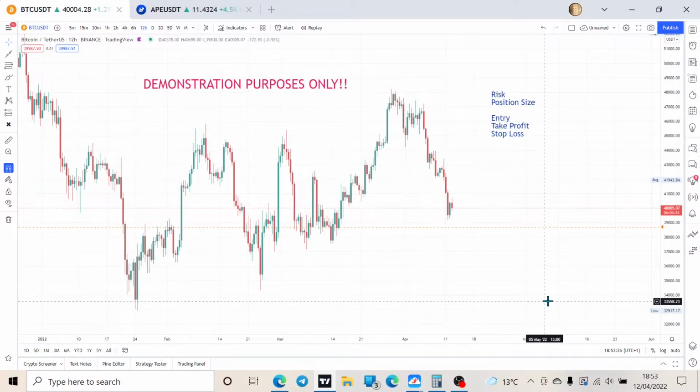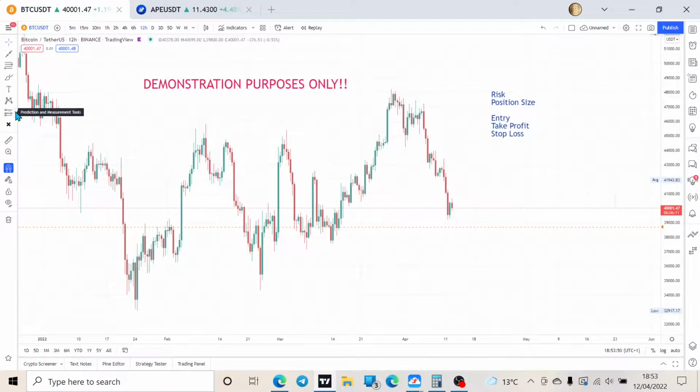So anyway, I'm going to jump straight into this, and these are the things which we need to be thinking about. The first one is risk, and the second one is position size. Those two things are the first things which you need to establish before you actually enter any position, in my opinion. When it comes to risk and position sizing, there's a really great tool on TradingView.